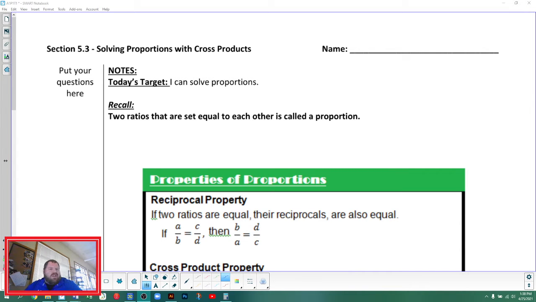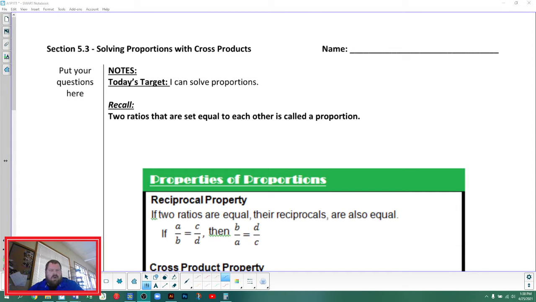Hello and welcome to this section 5.3 lecture today for Algebra 1 Part 1. Today we're going to be looking at solving proportions with cross products. So we talked yesterday a little bit on how to solve proportions, more like a solving equation strategy.